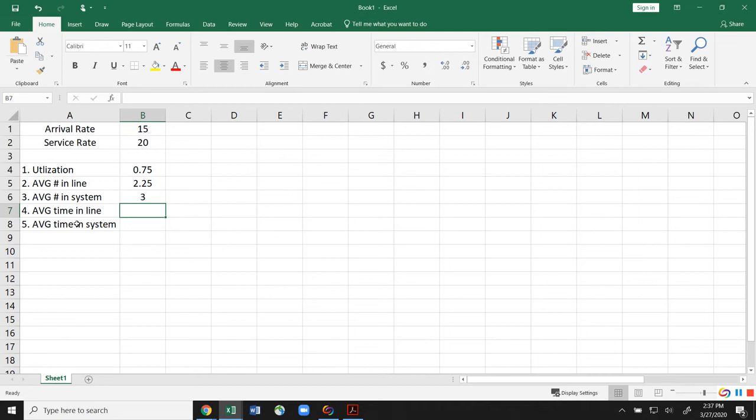So let's move down to those next two formulas. The average time in line, that is going to be WQ. It's going to equal, the nice thing is we've already figured out LQ right here, so LQ divided by lambda.